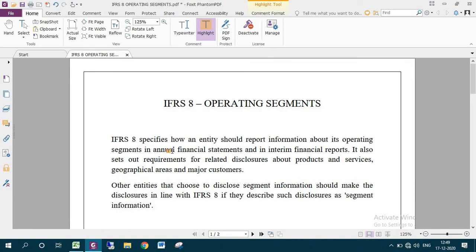IFRS 8 specifies how an entity should report information about its operating segments in annual financial statements and in interim financial reports. It also sets out requirements for related disclosures about products and services, geographical areas, and major customers. Other entities that chose to disclose segment information should make the disclosures in line with IFRS 8 if they describe such disclosures as segment information.